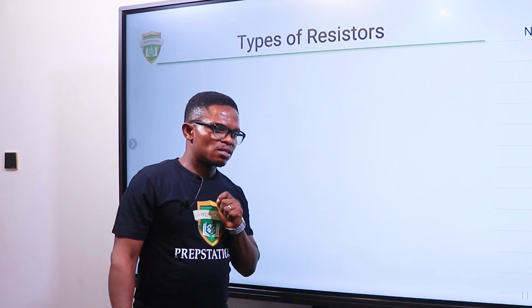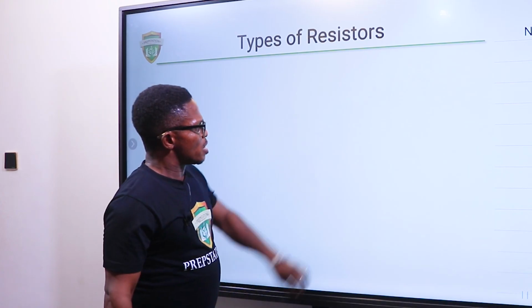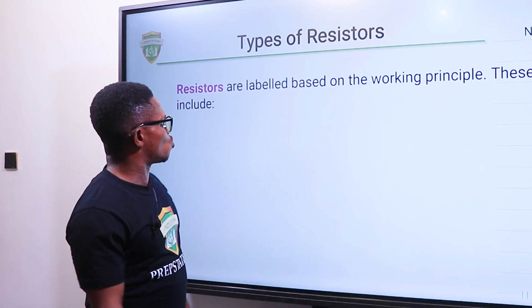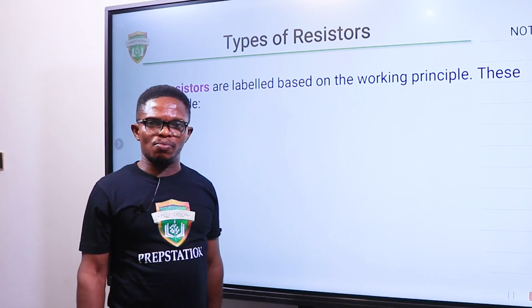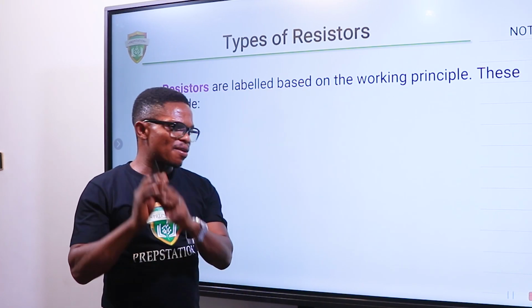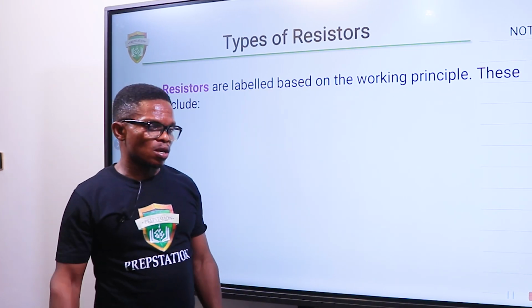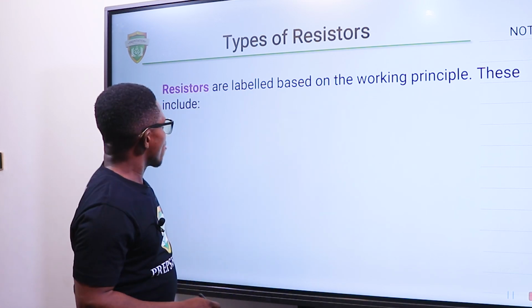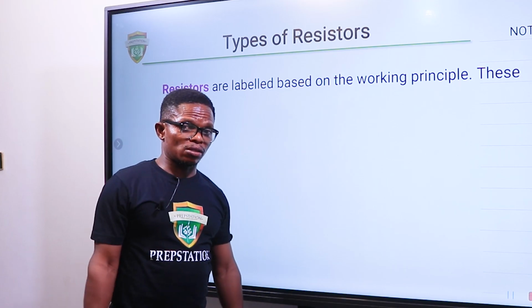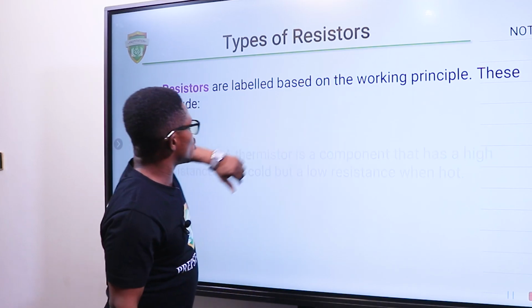Very important. Types of resistor. Now, how many types of resistor do we have? Resistors are labeled based on the working principle. Remember, the primary function of a resistor is to do what? Oppose the flow of current in a circuit. But then we have different types of resistor. There are many. I'm going to mention two.